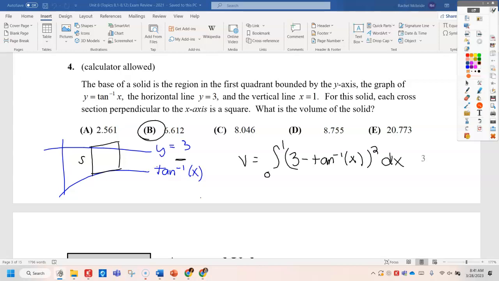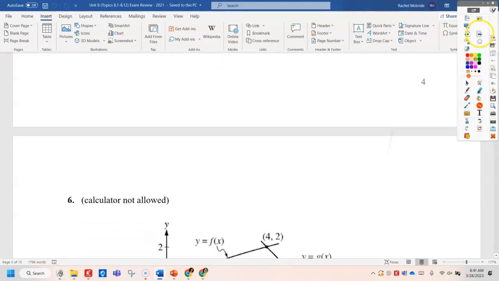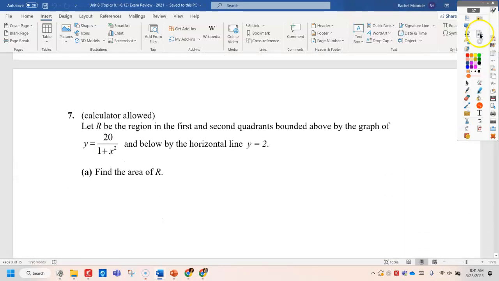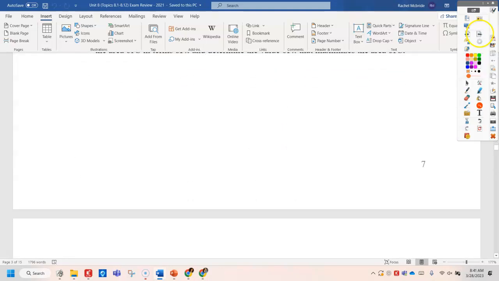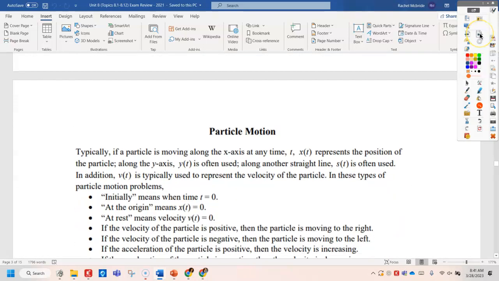Jumping over to particle motion. So particle motion was lesson 7-1, the beginning of chapter 7. That's why I added the particle motion back to our review. We briefly looked at some examples from this, but we want to go back and make sure we truly have a good understanding of particle motion. What you can see is I'm scrolling and scrolling and scrolling.